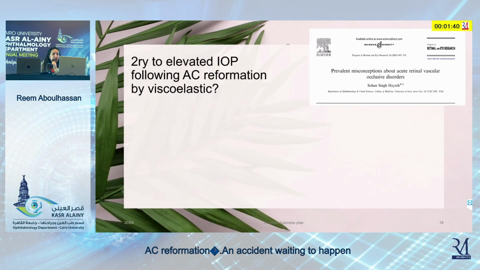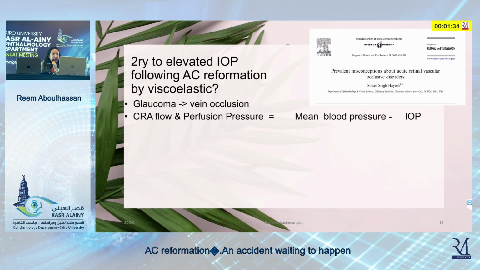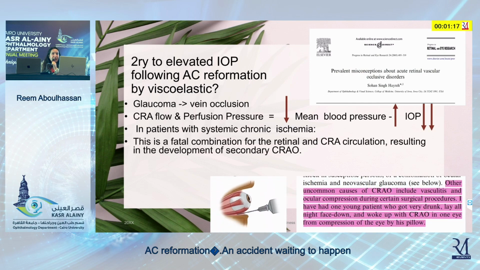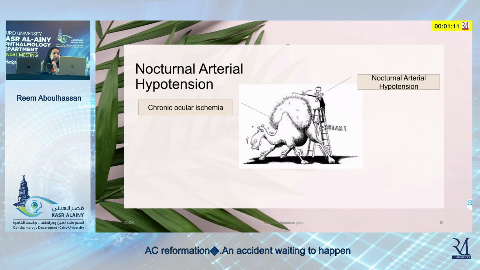Was it the elevated intraocular pressure following AC reformation by viscoelastic? Well, we know that glaucoma is associated with a vein occlusion. However, we know that the flow in the central retinal artery and the perfusion pressure depends on the difference between the mean blood pressure and the intraocular pressure. So in patients with systemic chronic ischemia, when the blood pressure is reduced and in the presence of an elevated intraocular pressure, this leads to a reduction in the perfusion pressure, as well as any elevation in the intraorbital pressure, but this happens usually with local anesthesia, and the patient had undergone general anesthesia.